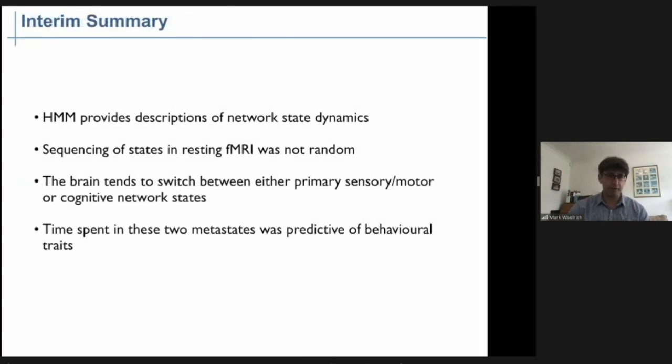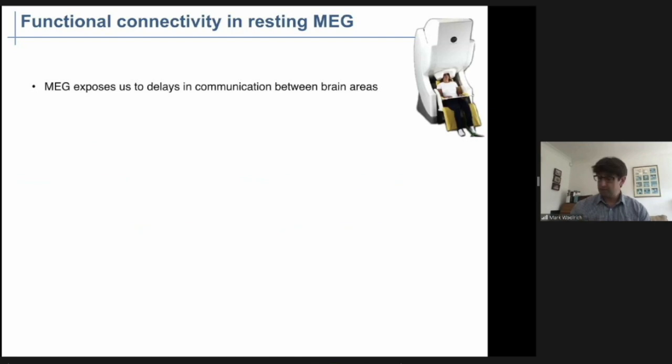So as a summary of this first part, we've seen how the HMM provides descriptions of network state dynamics. The sequencing of the states that we found in resting fMRI was not random. Instead, the brain tends to switch between either primary sensory motor states or cognitive network states. And the time spent in these two metastates was predictive of behavioral traits using the Human Connectome Project data. Okay, so that first part was in fMRI. I'm now going to switch to the modality of MEG.